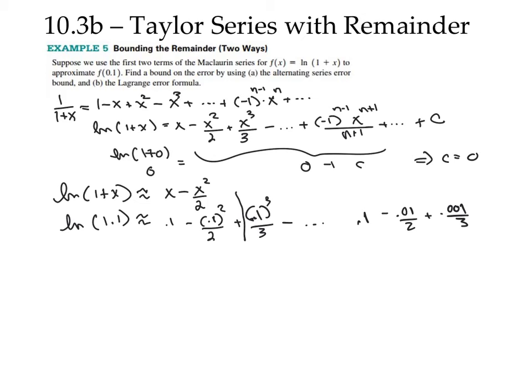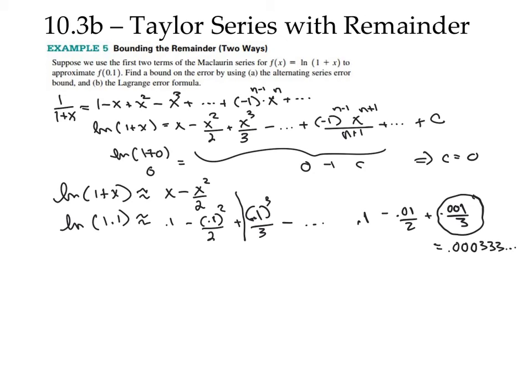Well, those are the three conditions of the alternating series remainder theorem, or error-bound formula. When the series alternates in sign, gets smaller and smaller with a limit of 0, you can choose the first term that you left off as a bound for the error, and that is 0.001 over 3.